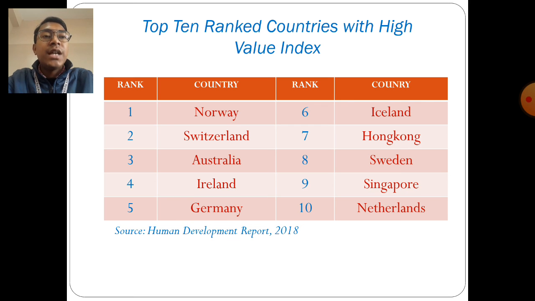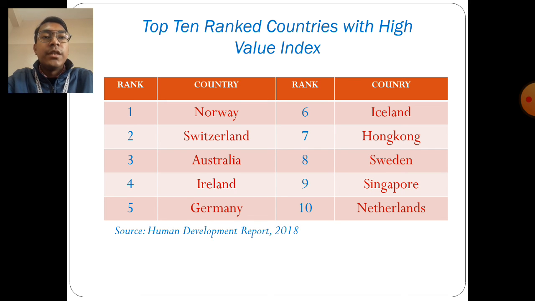Why? Because these are the countries which invest a lot of money on the social sectors. They believe in equality. They do not believe in discrimination on the basis of race, religion and all. So they have improved their social setup. They have improved the health condition, education facilities, access to resources, and all. And this is the reason that they have ranked higher in terms of human development.